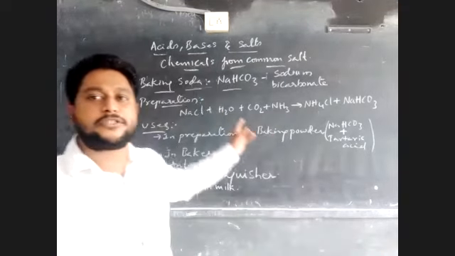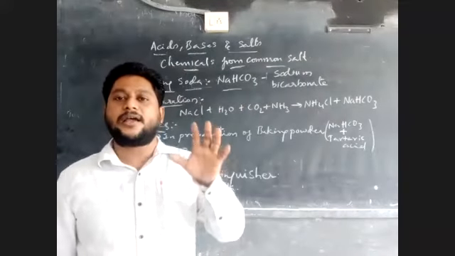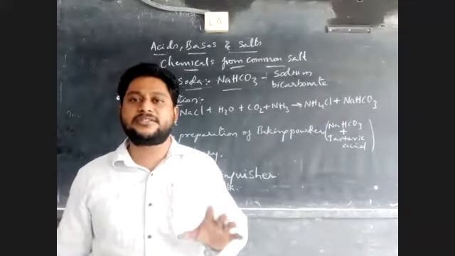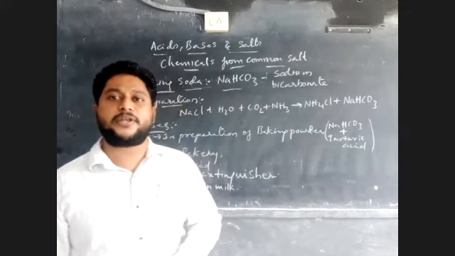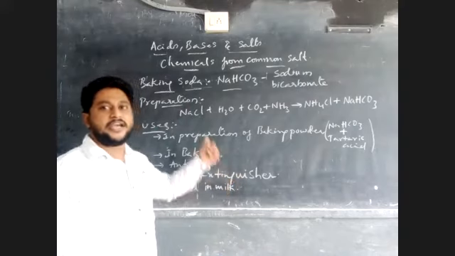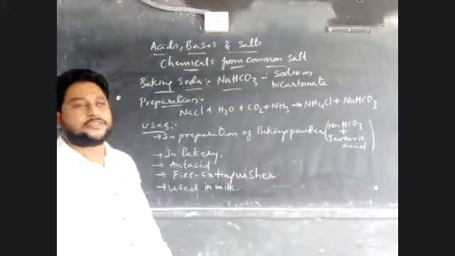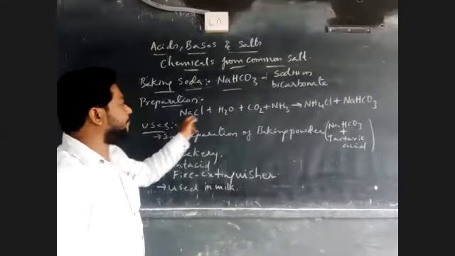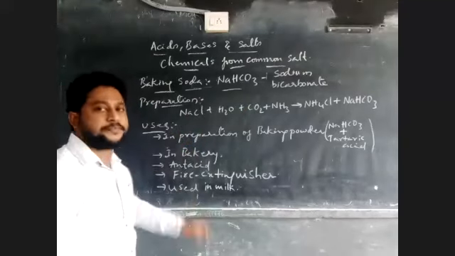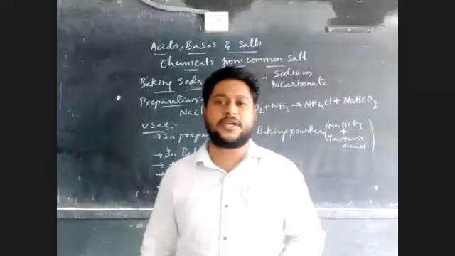That is because baking soda is basic in nature. It prevents the curdling process. It prevents the formation of lactic acid bacteria in large numbers. So that is how the milkman uses baking soda to keep the milk fresh for a longer time. So this is the baking soda formula, chemical name, preparation, and a few uses. So please go through this topic once again.